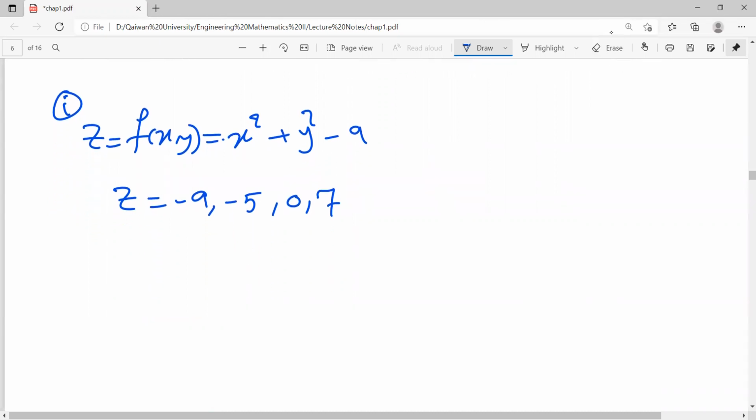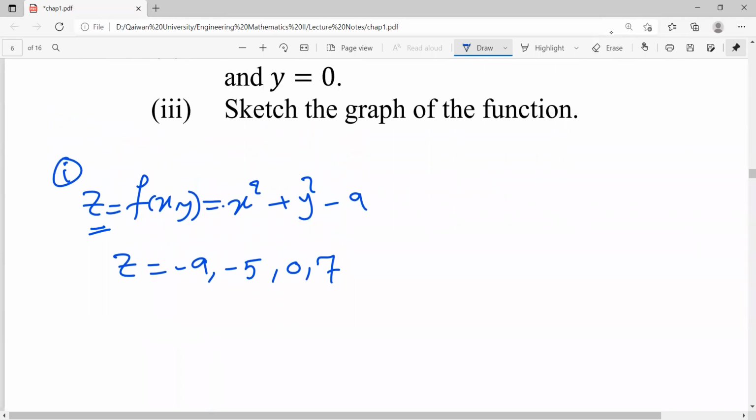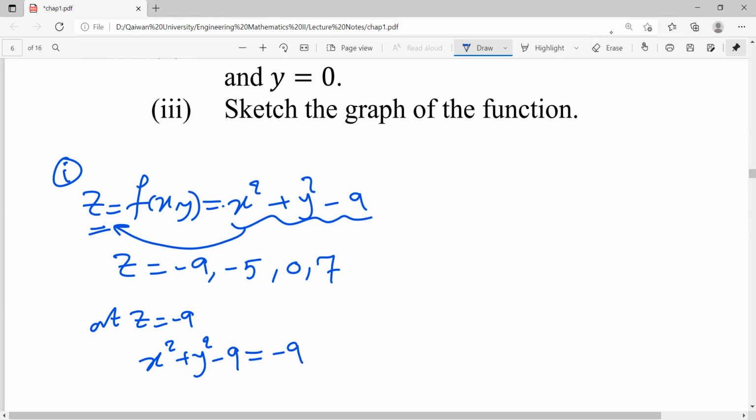For z to be -9, that means here we replace z by -9. So what do we get? We get x squared plus y squared minus 9 equals -9. This is the function, it equals y, and y is -9, so we just replace y by its value. That's all. Now we simplify the function. We get x squared plus y squared equals 0.